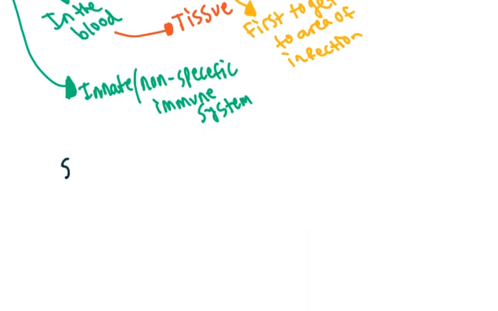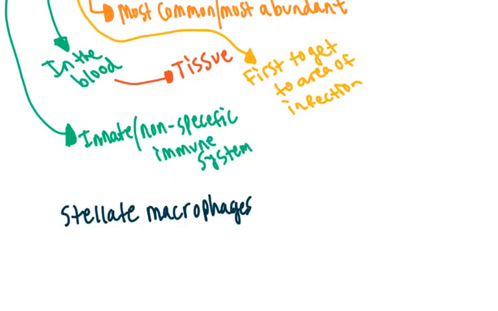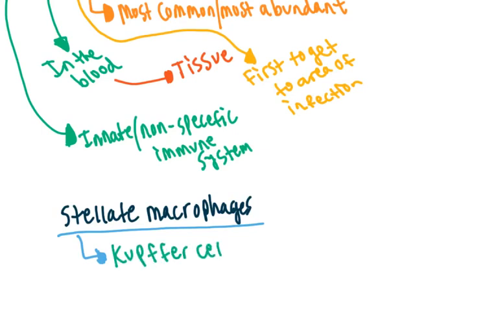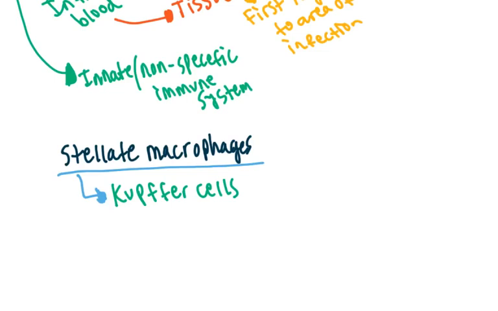So let's go and write this down: stellate macrophages. Another word for stellate macrophages is Kupffer cells. These are still macrophages. They do the same things as macrophages, except they're named stellate macrophages or Kupffer cells because they're macrophages that are present inside the liver, that help cleanse the blood also. So any pathogens in the blood can get taken care of by these Kupffer cells.